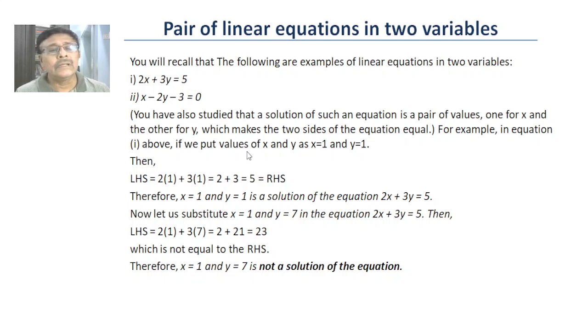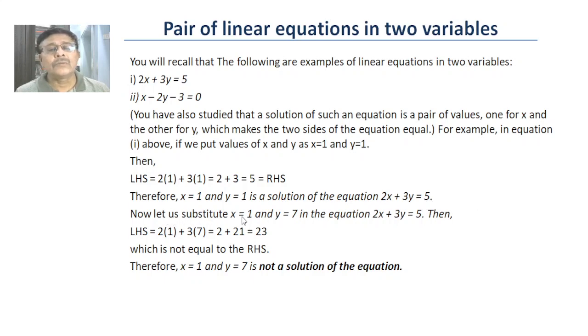For example, in equation 1 above, if you put the values x = 1 and y = 1, then the LHS of the equation will be 2 into 1, because x is equal to 1, plus 3 into 1, that is equal to 2 + 3, that is equal to 5, which is equal to the RHS. Therefore, x = 1 and y = 1 is a solution of the equation 2x + 3y = 5.